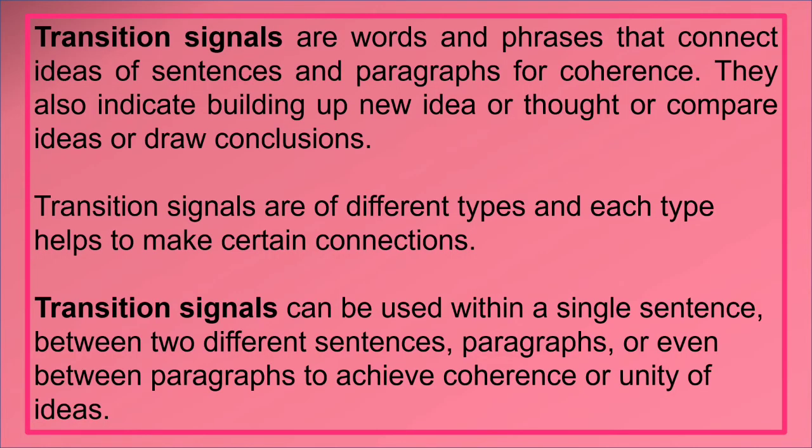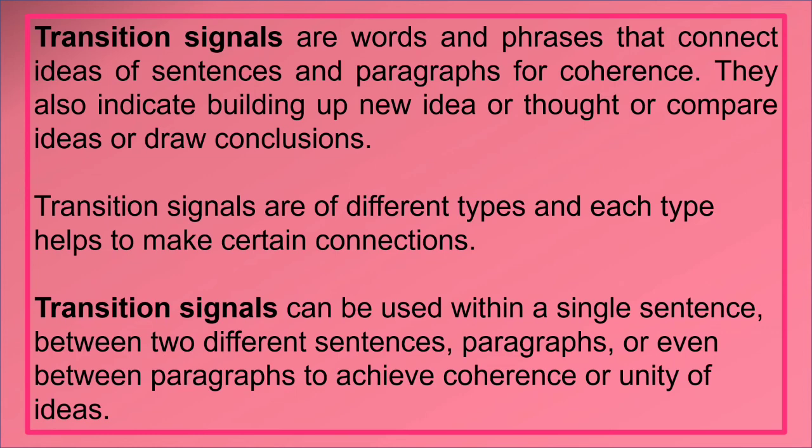So what are transition signals? These are words and phrases that connect ideas of sentences and paragraphs for coherence. When we talk about coherence, there is consistency from the first sentence to the second sentence. When you use transition signals, the thought of the first sentence is consistent going to the second sentence. They also indicate building up a new idea. So you can build a new idea or compare ideas, or even draw a conclusion using transition signals.